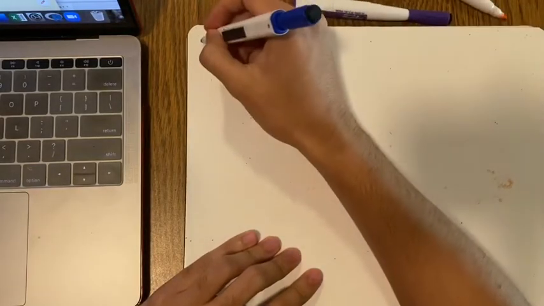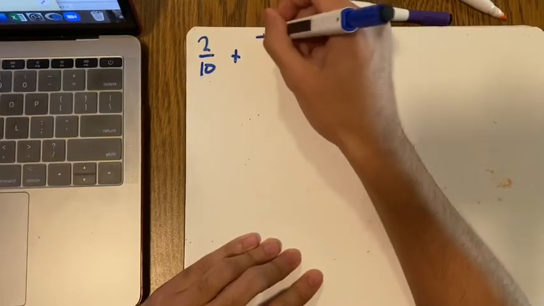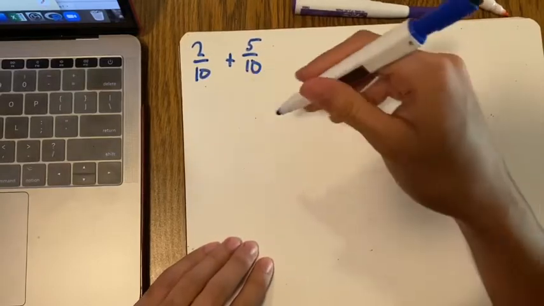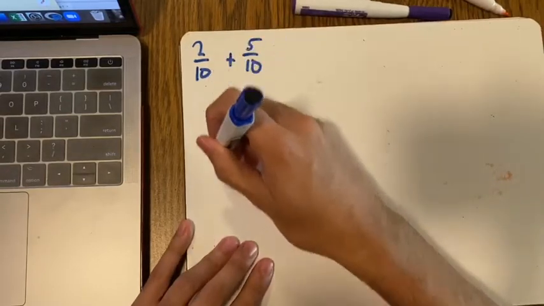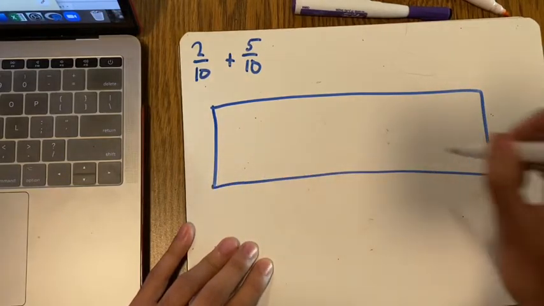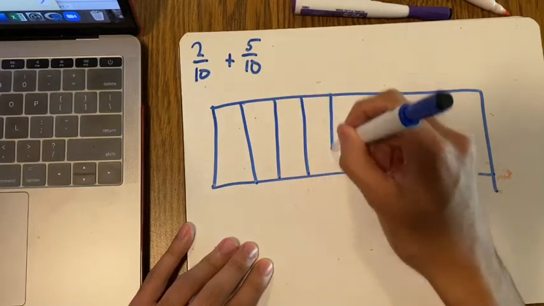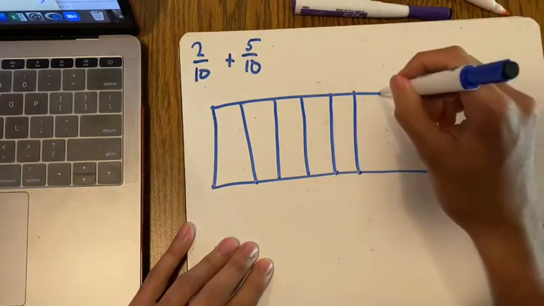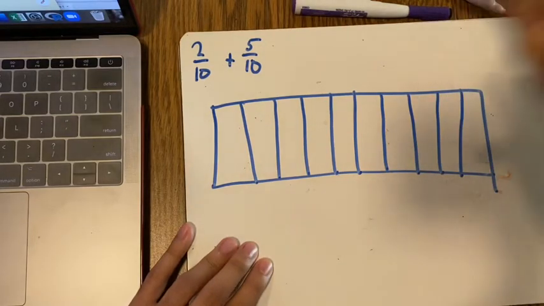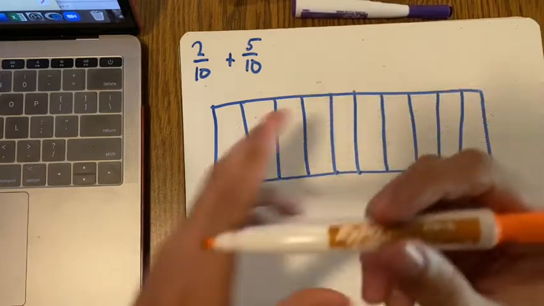And when I'm going to do the same problem, let's say that I have 2 over 10 plus 5 over 10, right? And these are pretty easy. You probably have done these in 3rd grade, but let's go over them. I have a box. I have 1, 2, 3, 4, 5, 6, 7, 8, 9. Again, these are pretty simple. Let's see how we use them.